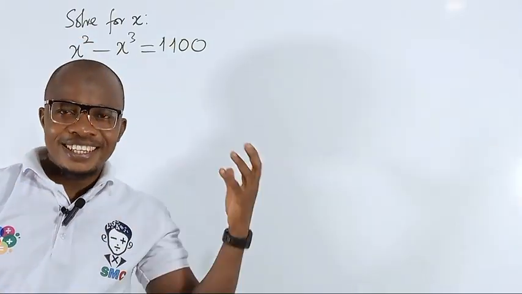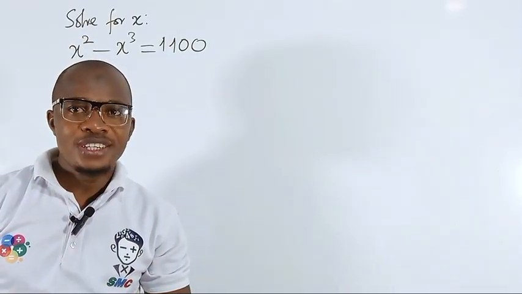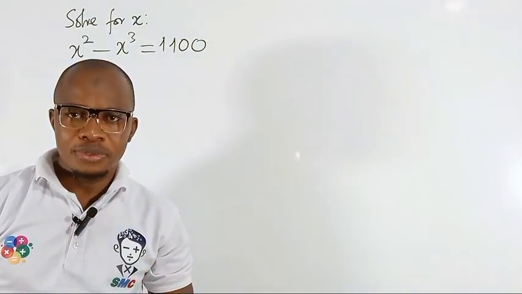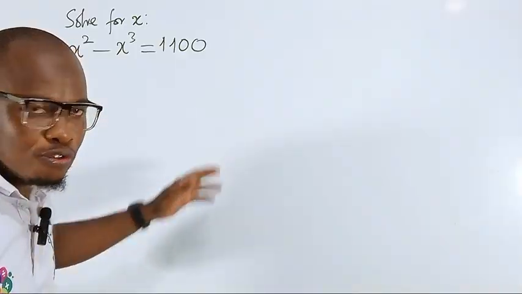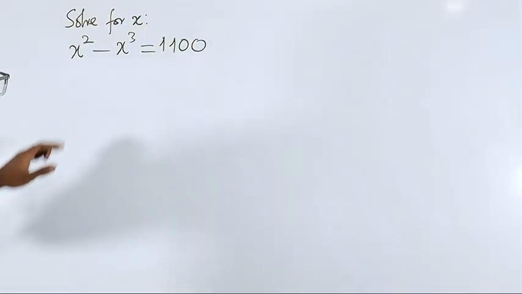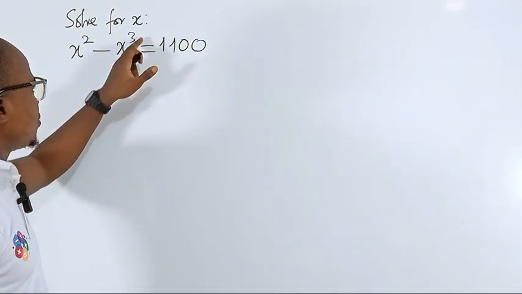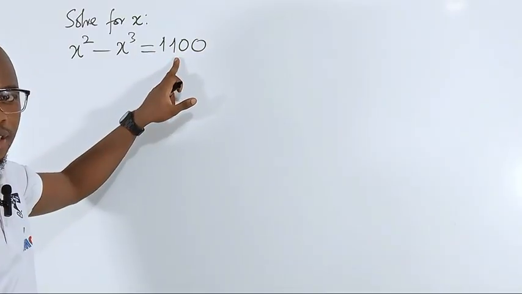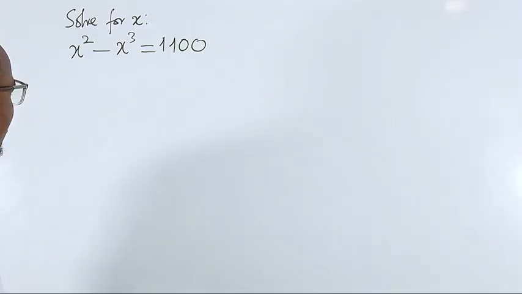Hello everyone, let's solve this tricky algebra problem. How can we solve for the value of x here? We are given x squared minus x to the power of 3 equals this. How are we going to do it?